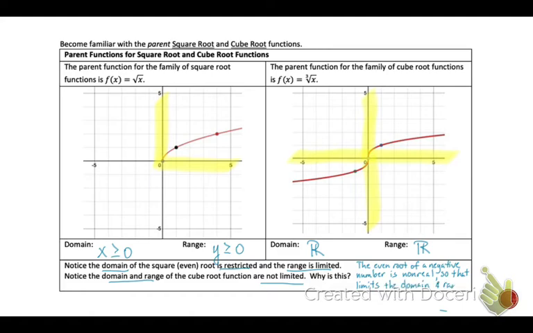With a cube root function, however, we can take the cube root or any odd root of a positive, 0, or negative. So odd roots don't have limitations, because if you take the odd root of a negative number or 0 or positive, you will get a real number output.